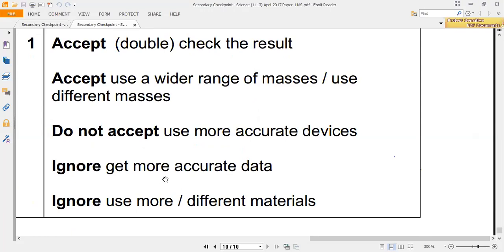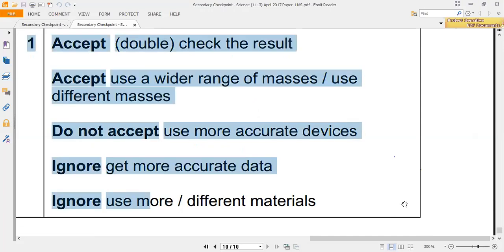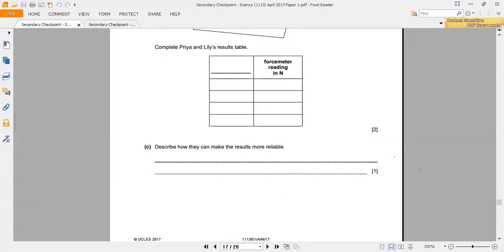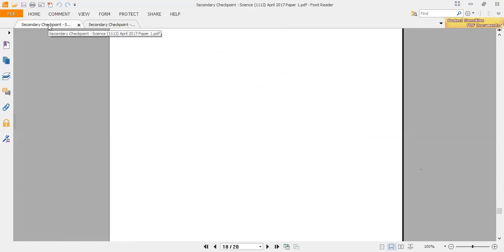Also, if you say get more accurate data, but you did not provide how they can do this, it will be an ignored answer. If you say use more different materials, your answer now is also not related to the question stem, so it will be ignored. Okay. So this is the end of paper number 1. Now we will move to paper number 2.